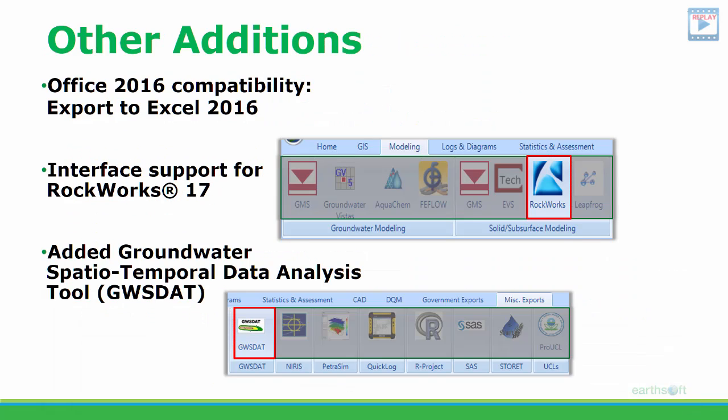A couple of other additions that we made that didn't really fit into other categories. You can now easily export to Excel 2016. We fixed a little compatibility issue with that. We do have full interface support for RockWorks 17, and that works beautifully. You can make all of your selections and then push that out into a RockWorks file that'll import nice and smooth. And then finally, we added the Groundwater Spatiotemporal Data Analysis Tool, or GWS Stat, and that's going to be in that Miscellaneous Exports tab.